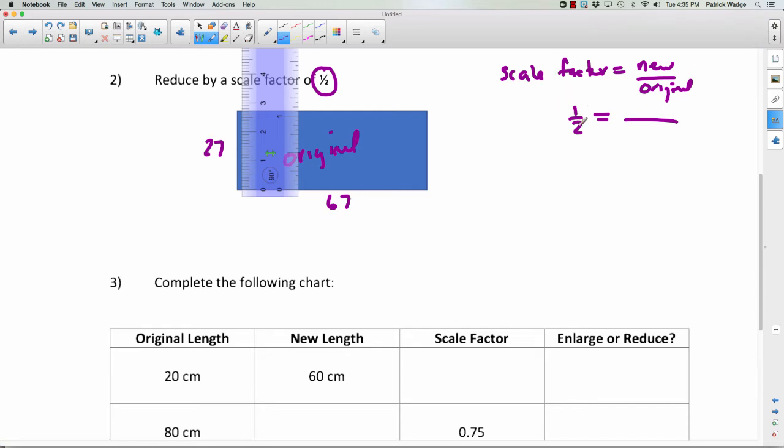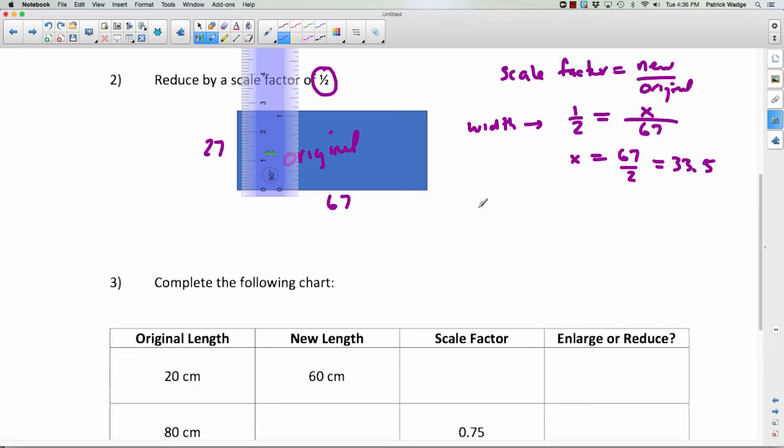So the scale factor is 1 over 2. Our original width, I'm going to put width here just so we know what we're talking about. Our original width was 67, and I have to figure out the new. How am I going to figure that out? I don't know it. It's an unknown amount. I'll call it x. Guess what I can do? I can cross multiply. 1 times 67 is 67. Divide it by 2, I get 33 and a half.